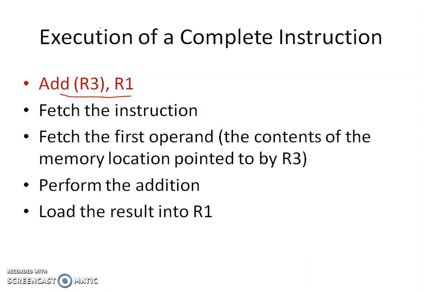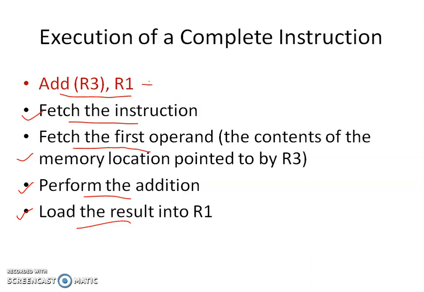So we can consider this example, Add R3, R1. The first step is fetch the instruction. Second, fetch the first operand, the contents of the memory location pointed to by R3. Then perform the addition and load the result into R1. So these are the 3 things. We need to focus more on understanding these three steps. So, fetch the instruction.